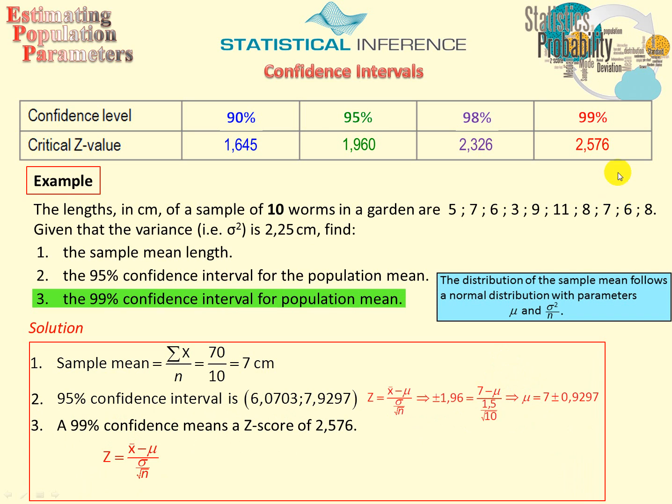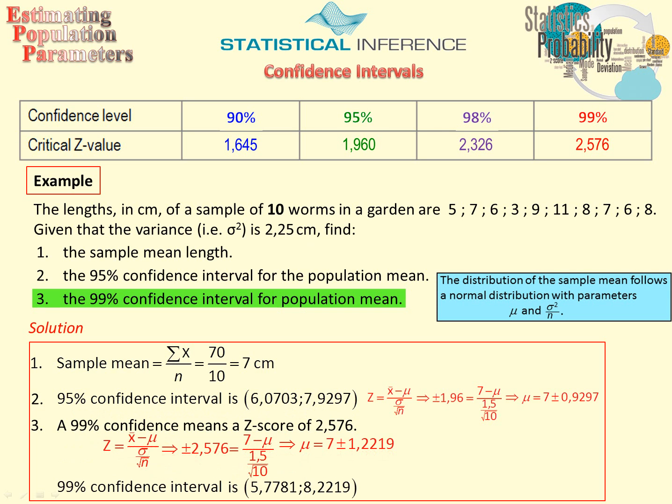So it's 2.576 for 99%. We're solving again for mu, we know everything else, and there is the mu, 7 plus or minus that value there.